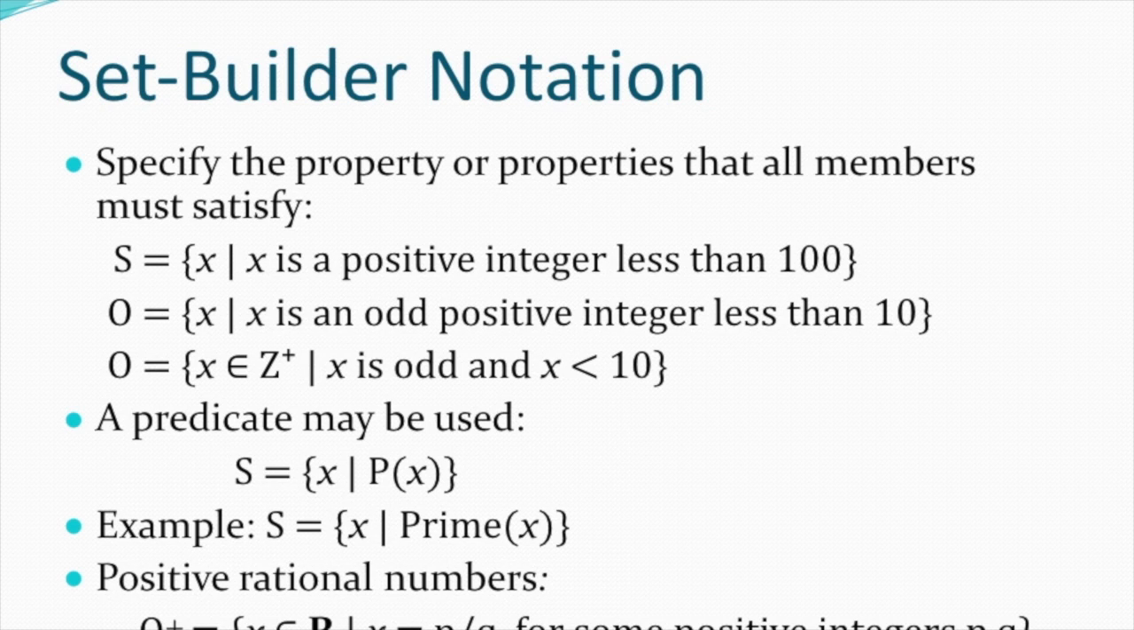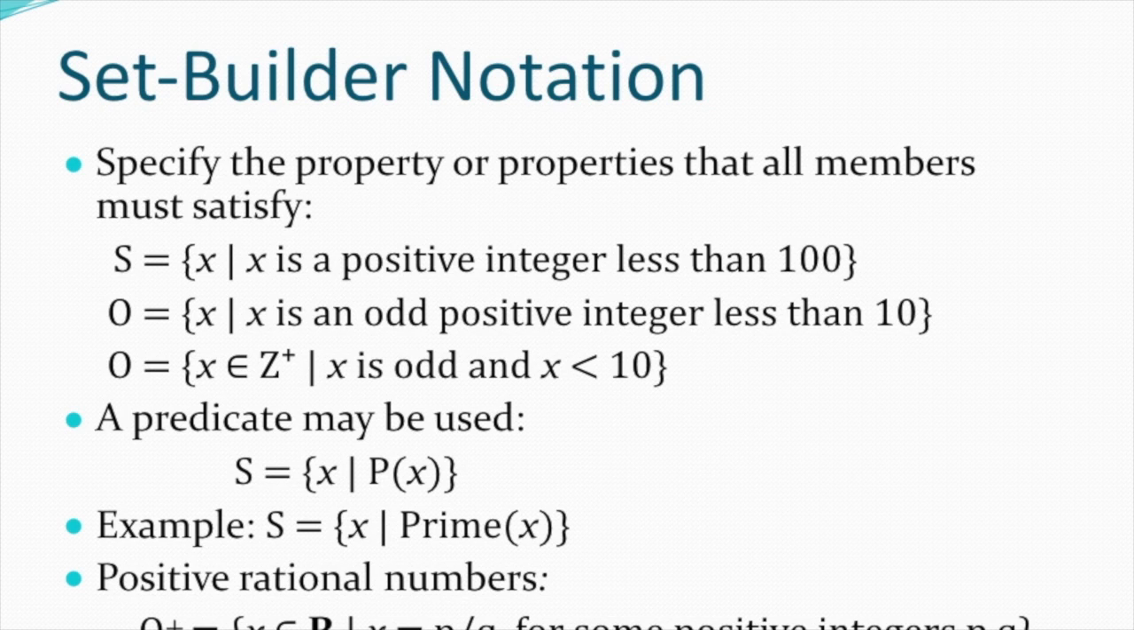You can also include everything in the big set, like Z plus, where you say O is a set where X belongs to the capital Z plus, all positive integers. So X is odd and X should be less than 10. This is like you refine the generic definition. You don't take all numbers in Z plus, and you define them by a specific relationship.